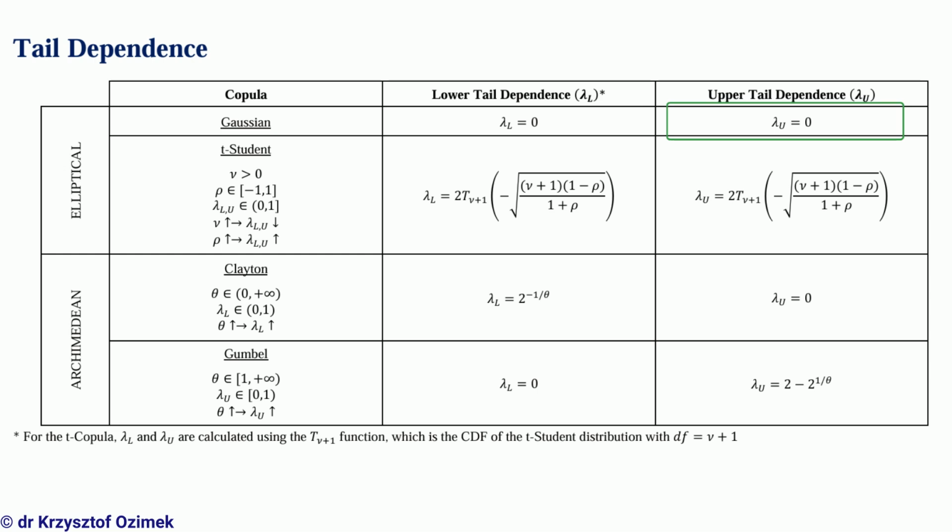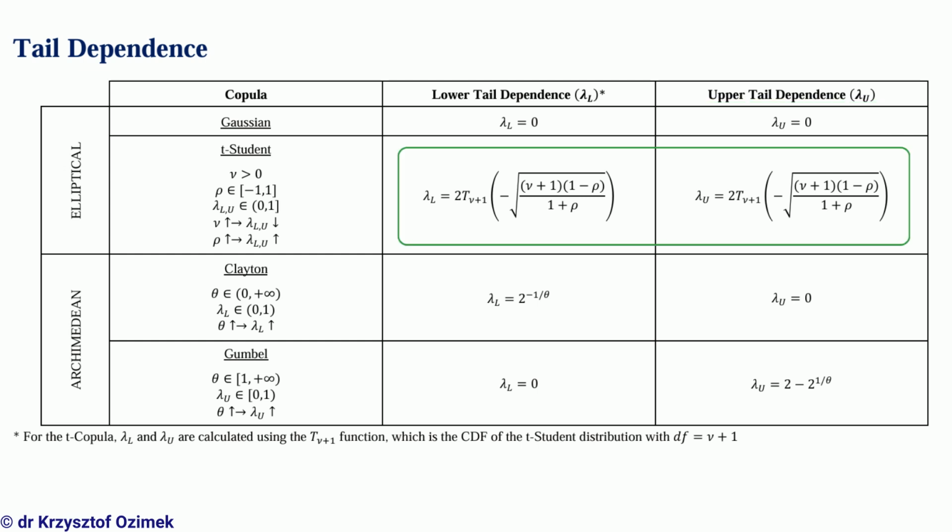This means that the Gaussian copula does not allow us to measure dependencies in either the upper or lower tails. However, when it comes to the student's T copula, the lambda L coefficient, which measures lower tail dependencies, and lambda U, which measures upper tail dependencies, are expressed using the same formulas. This implies that the lower and upper tail dependencies are symmetric.